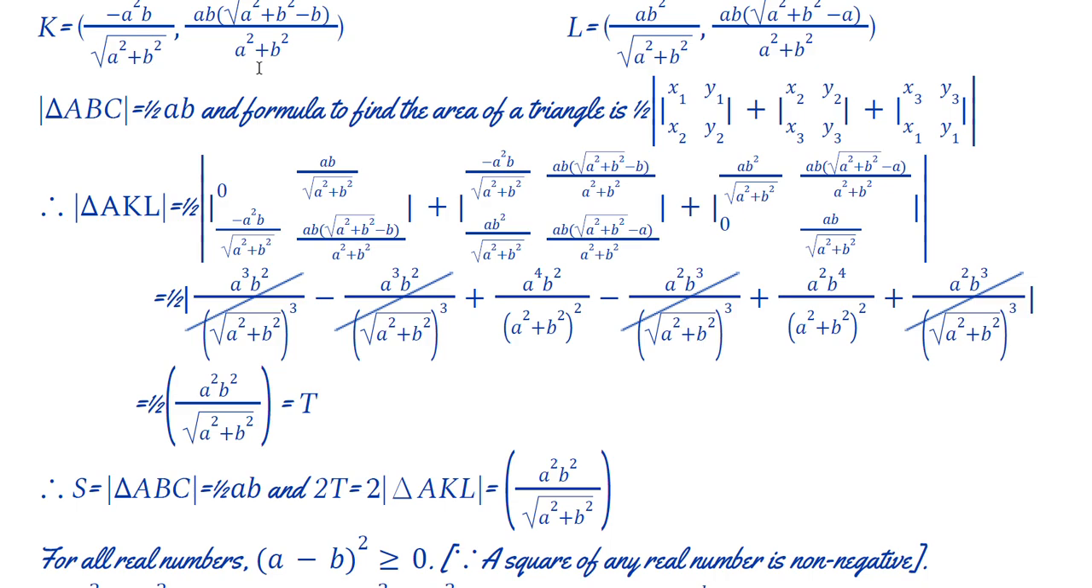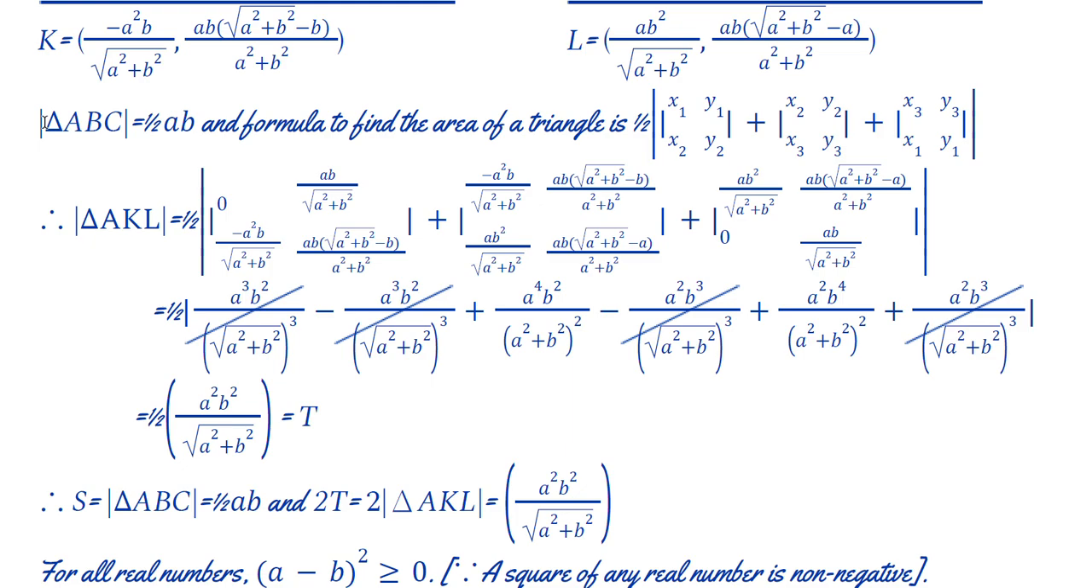And now, since we got the values of K and L, and we know the coordinates of A already, we can just use the formula. Now, the area of ABC is half AB, which is pretty obvious. The formula to find the area of a triangle is half mod determinant of x1, y1, x2, y2 plus determinant of x2, y2, x3, y3, and then determinant of x3, y3, x1, y1.